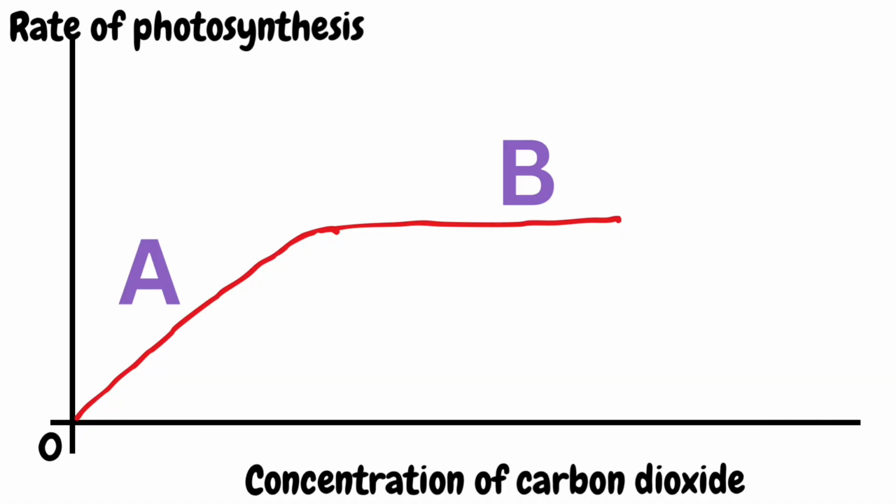Question 2. Look at this graph. You need to say what factor is limiting the rate of photosynthesis at point A and at point B. So give yourself some time. If you want more time, pause the video now.